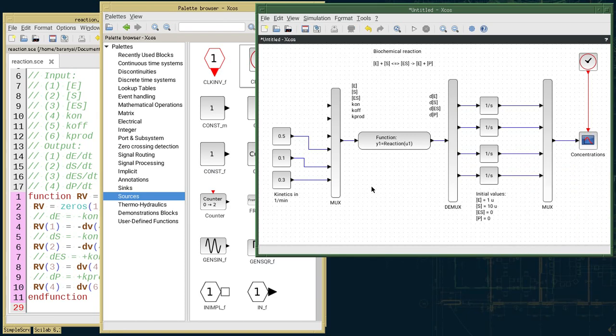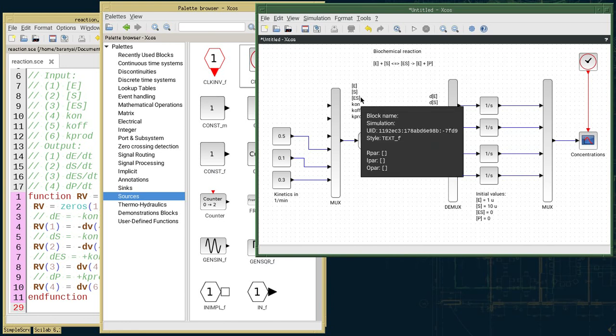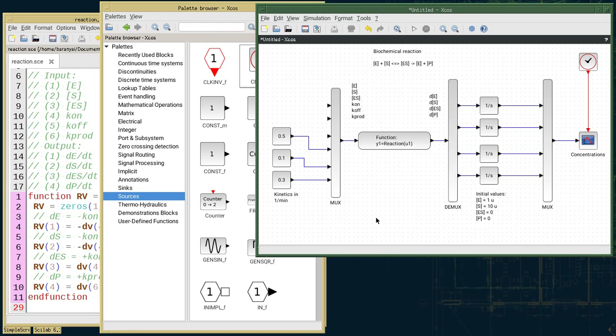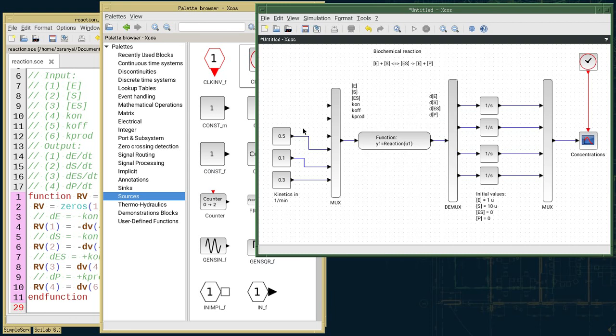Now, before I can do any simulation, what is missing? I need the connections here, the enzyme, the substrate, and the enzyme substrate concentration. Actually, this is the so-called feedback loop. The enzyme and substrate are calculated here, so these values will be connected back. Let's see how it is working.